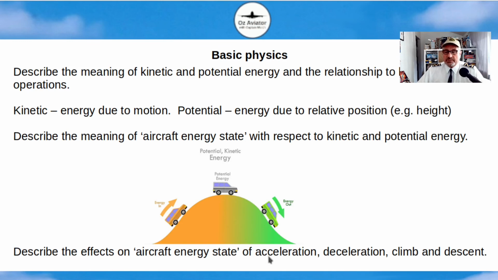If the aircraft is accelerating, the kinetic energy is increasing. If it's decelerating, it's losing kinetic energy. If the aircraft's climbing, it's gaining potential energy. If it's descending, it's losing potential energy. This is something that you can go and investigate a bit more. Wikipedia's got some good material on kinetic energy. So that's it as far as basic aeronautical knowledge terminology goes.